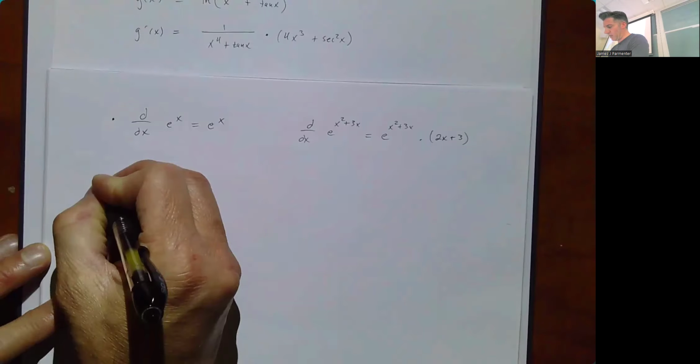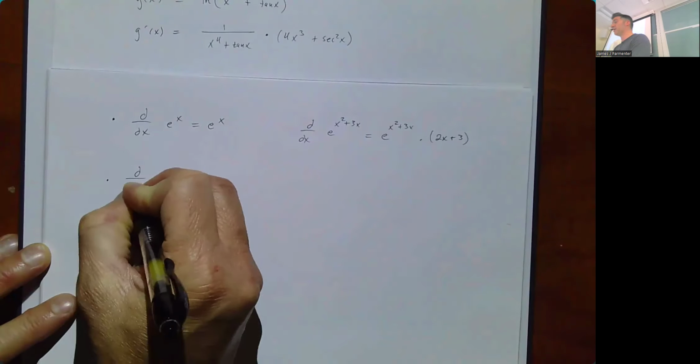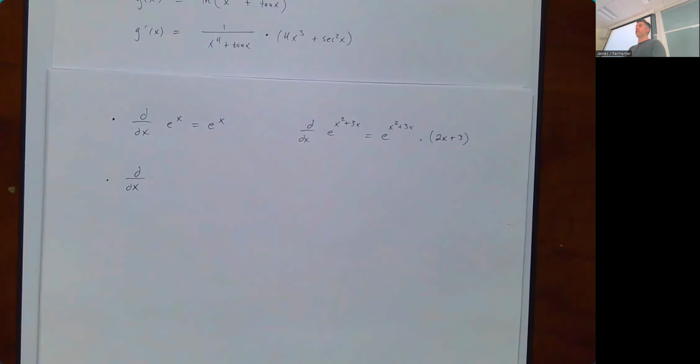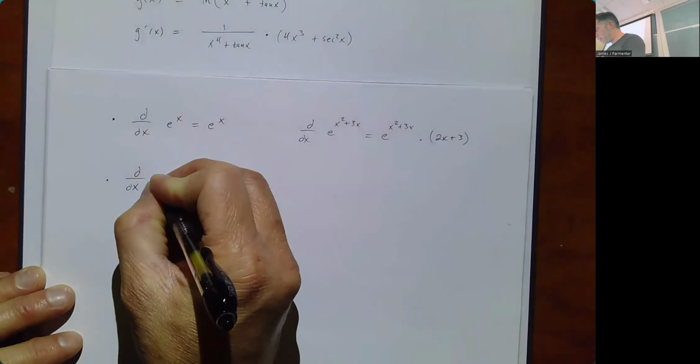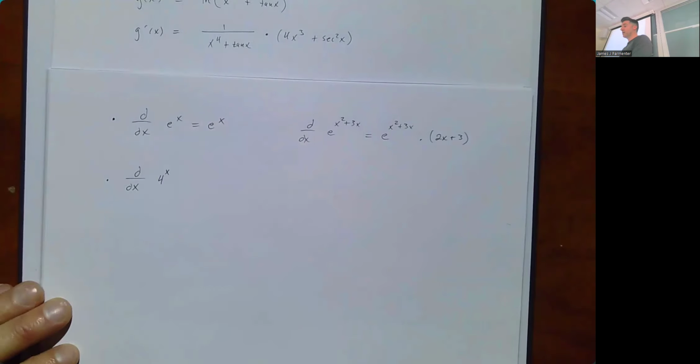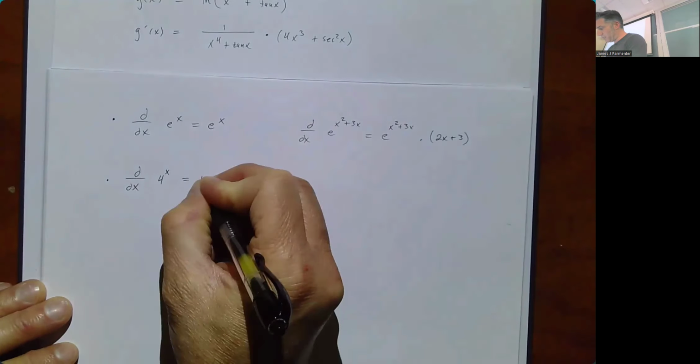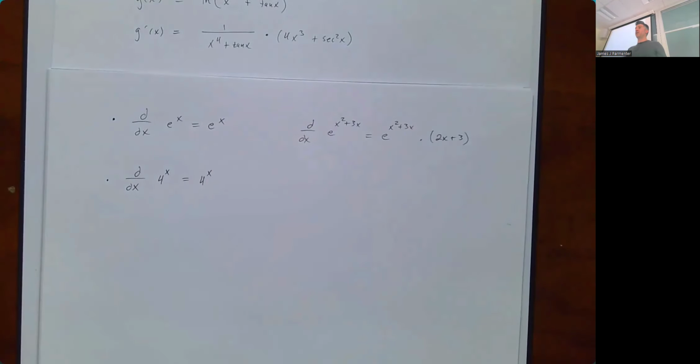So if your base is something other than e, I will point out your base does need to be a positive number, can't be negative, can't be 0, and it also can't be 1. Because 1 to anything is just 1. But say, for example, the derivative of, say, 4 to the x is similar. It's still the same kind of function. If you think about the graph of e to the x and the graph of 4 to the x, they look very much the same. They both have the usual exponential shape like this.